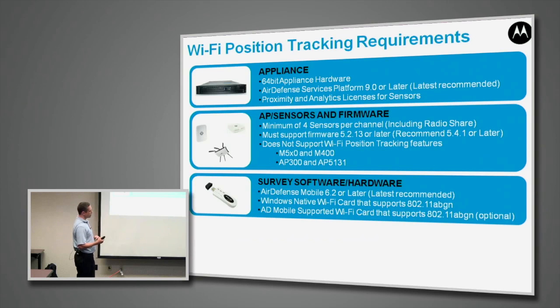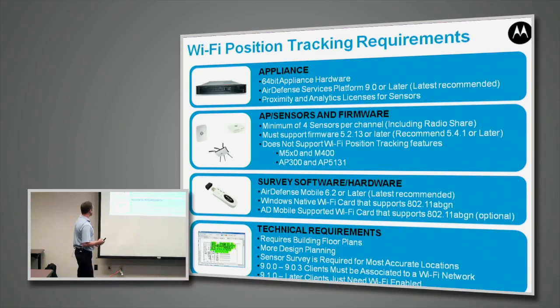As far as surveying the environment, you use Air Defense Mobile, which is a laptop survey and analysis tool, a Wi-Fi analysis tool. In our previous releases, 9.0 through 9.03, we required that we only track devices that were associated to a network. They didn't have to be associated to the Motorola infrastructure, they just had to be associated. Now in 9.1, we'll track any device, unassociated. They just have to have their Wi-Fi enabled.